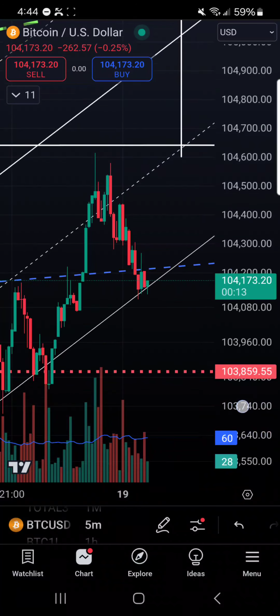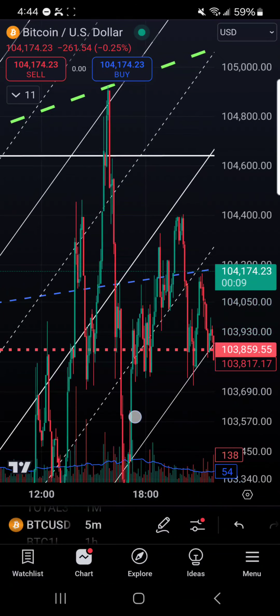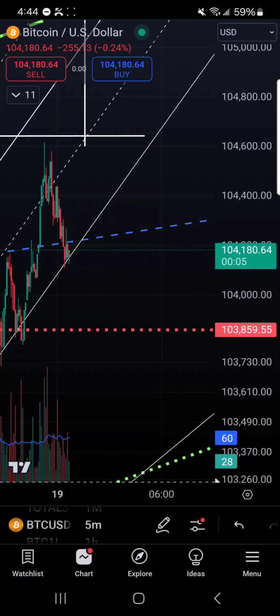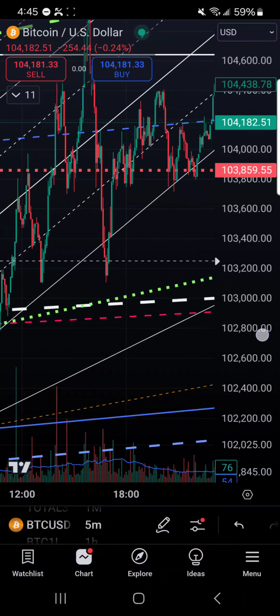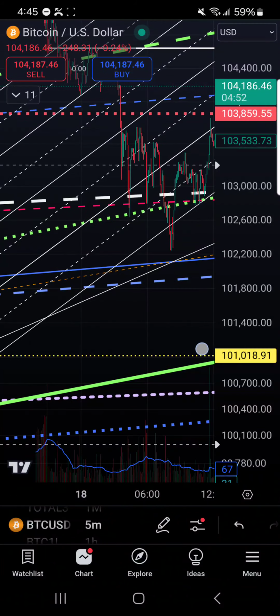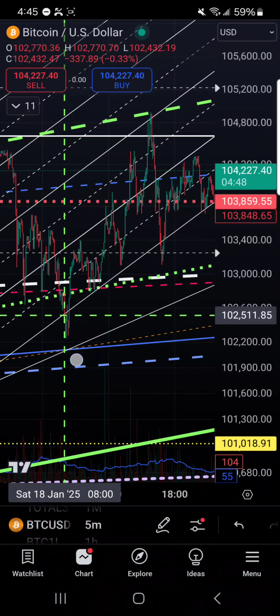Now, we might come down through it, as we have done here and here and here, and form another channel for upwards trading. But we have been holding this channel for quite some time, this final channel here. So maybe we have a decision to make.